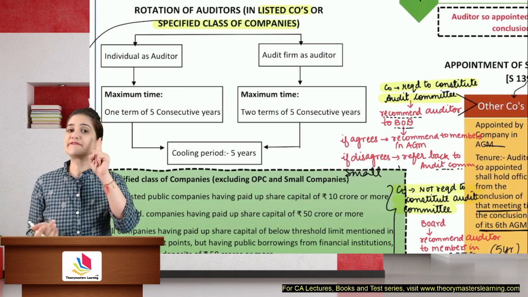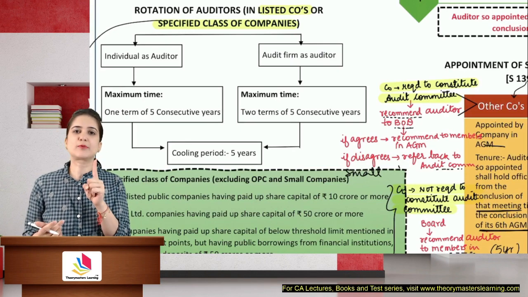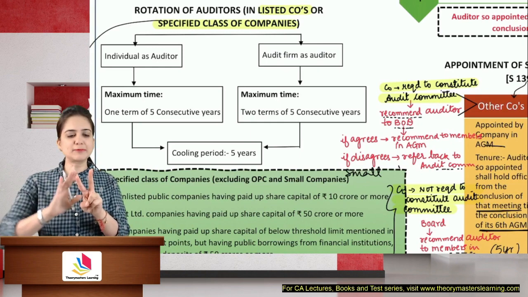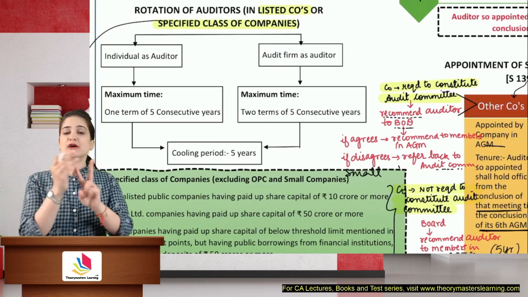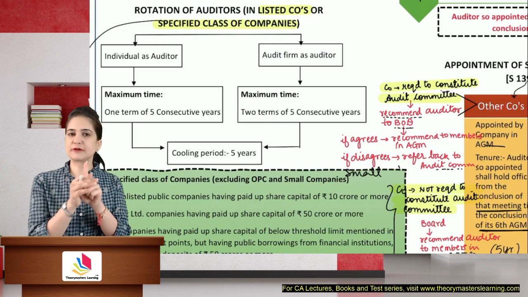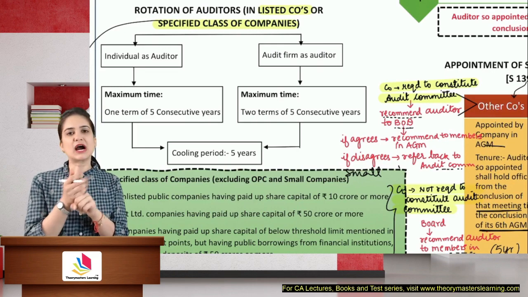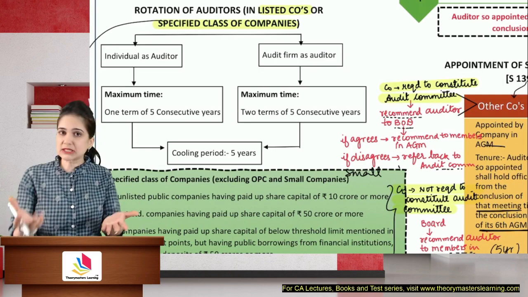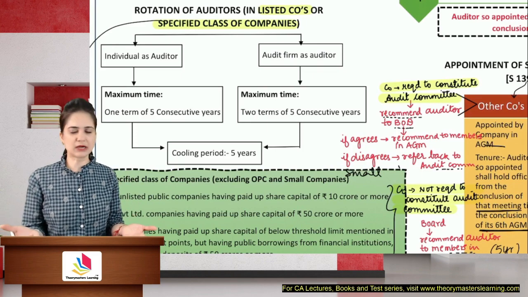If you're appointing a firm, then in that case, you can appoint them for 2 terms of 5 years each. So we will not appoint them together for 10 years. No. We will appoint them for one term of 5 years. Then after that, it is open to the company whether they want to appoint them for another term of 5 years. Then the company can do so.